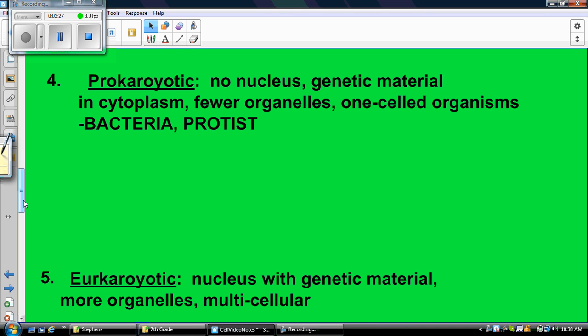Prokaryotic has fewer parts to the cell. That's also called organelles. And they're also called one-celled organisms, meaning the living thing is only made up of one cell. We are not made up of one cell. We have trillions of cells in our body. But really tiny living things like bacteria and protists that you have to look at under a microscope in order to be able to see them are only made up of one cell. They're not as complex. So we classify them as prokaryotic cells. And then again, in a lab, you guys are going to actually get to see that.